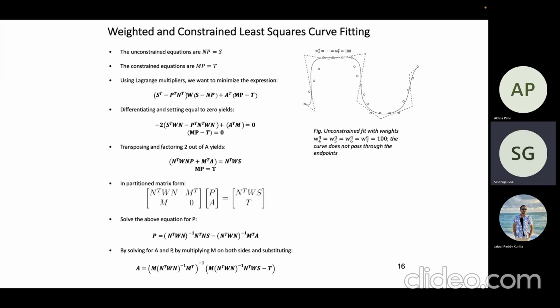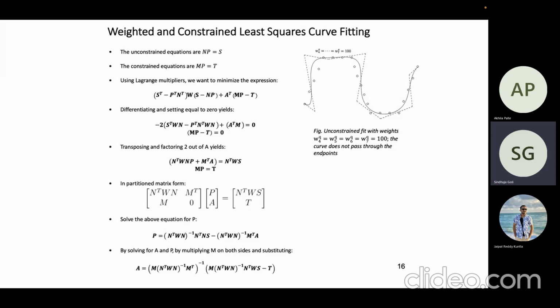Here, the unconstrained equations are NP equals S, and the constrained equations are MP equals T. And by using Lagrange multipliers, we want to minimize the expression. By differentiating and setting equal to 0, we get MP minus T equals 0. And by transposing and factoring 2 out of A, we get MP equals 2.